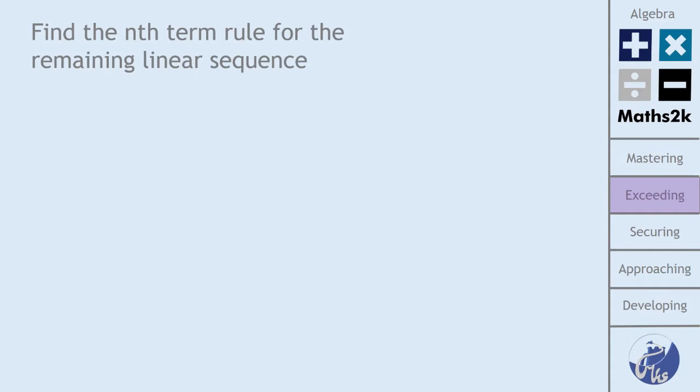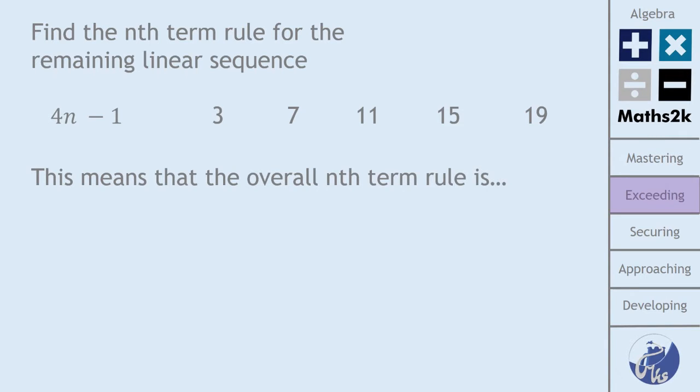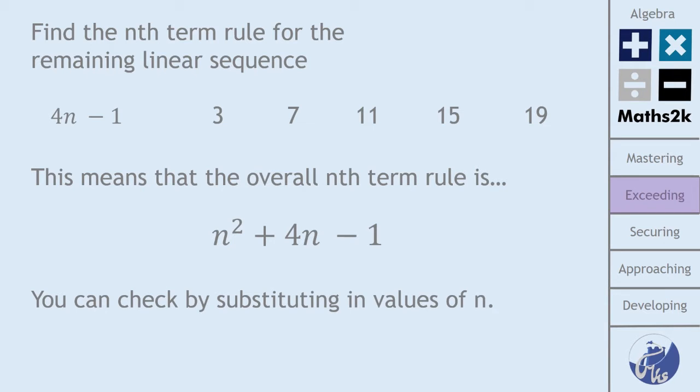So if we look for the nth term rule of that sequence that remains, we will get 4n minus 1. It goes up in 4s, which is why it's 4n, and minus 1 would be the 0th term if I went back a term. There are other ways you can find that rule out if you don't already know. So to get a final answer, I need to add this new linear rule to the n squared term that I had before. So my overall rule, n squared plus 4n minus 1. And I can always check that by substituting in values of n.